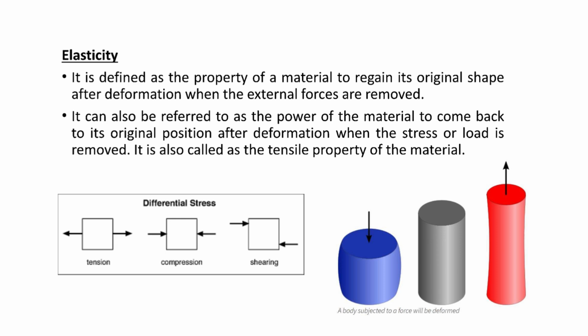Now, this deformation can happen in different ways, what we call differential stress. The main types are tension, which stretches the material, compression, which squashes it, and shearing, which causes parts of the material to slide past each other. The fundamental idea here is that any body subjected to a force will be deformed. It's how it responds that matters.